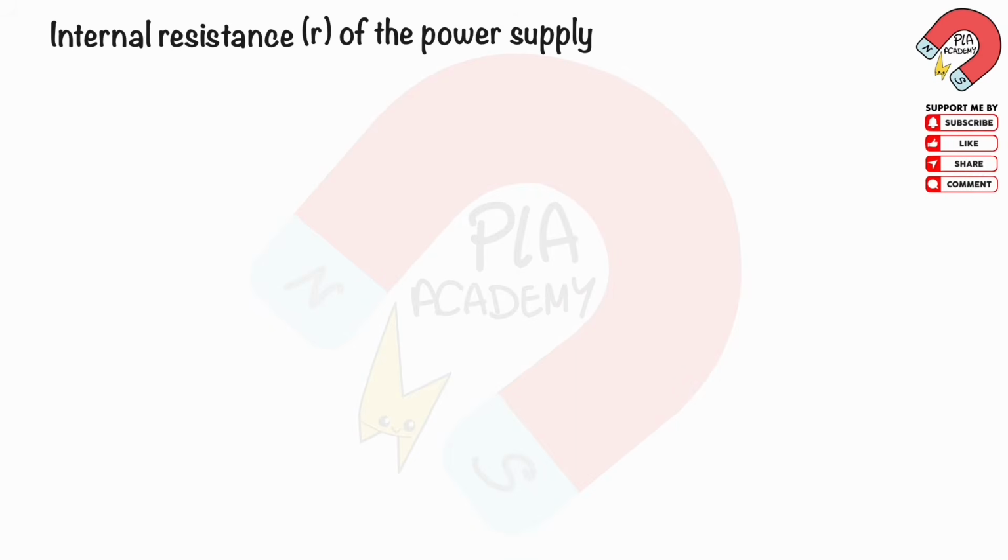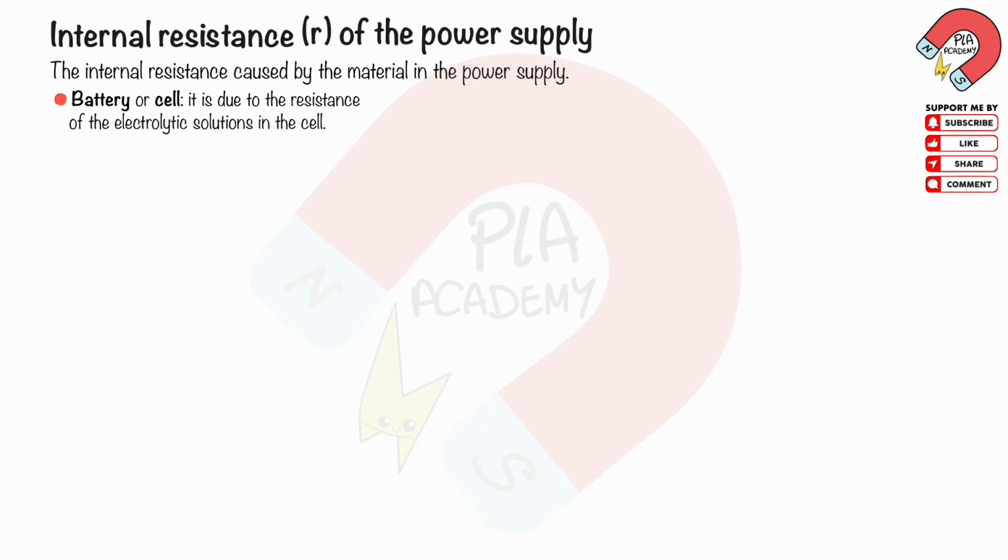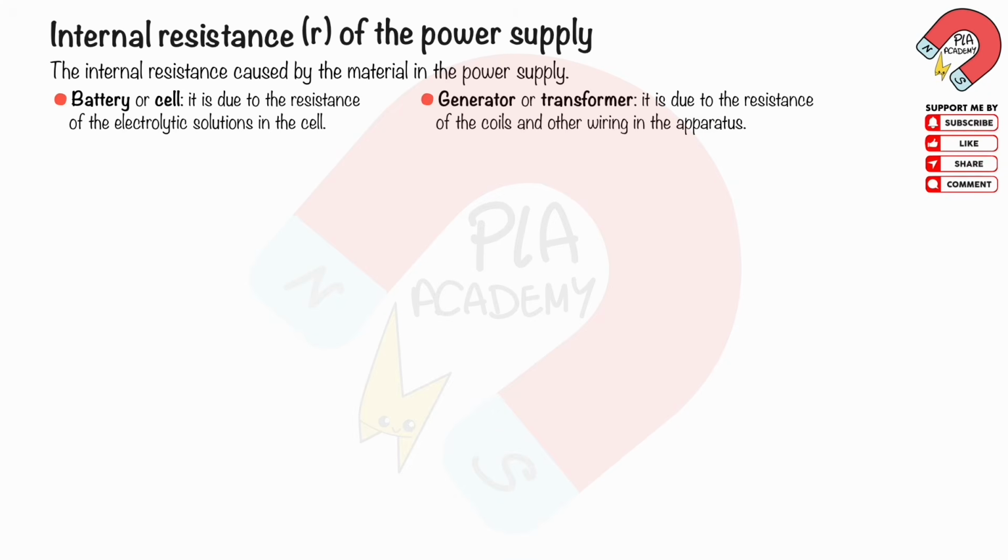The internal resistance of the power supply. The internal resistance is caused by the material in the power supply. For example, in a battery or cell, the internal resistance is due to the resistance of the electrolytic solution in the cell. In a generator or transformer, the internal resistance is due to the resistance of the coils and other wiring in the apparatus. The internal resistance is what makes batteries and cells warm up when they are used.